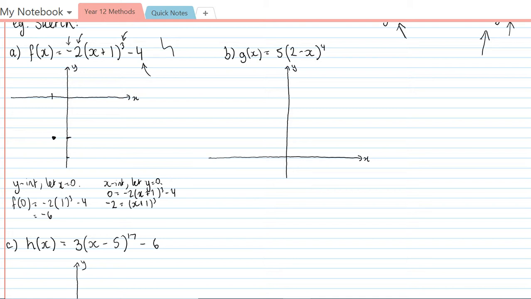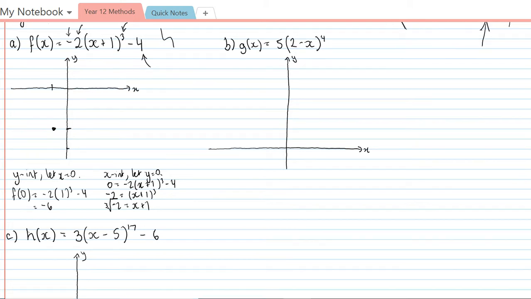I can take the cube root of both sides. So the cube root of negative 2 is equal to x plus 1. Now just so you're aware, the cube root of negative 2 does exist in the real number set, because we can multiply a negative number by a negative number and then by another negative number, and it works out to be negative. So it's only even roots that we can't do for negative numbers.